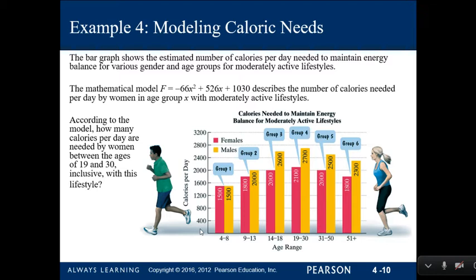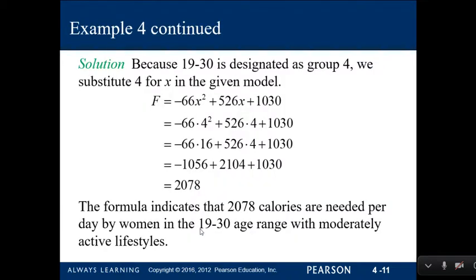Now, here's the question. According to the model, how many calories per day are needed by women between ages of 19 and 30 with this lifestyle? So 19 to 30 is group 4, and all they want us to do now is find group 4, and 4 is what gets substituted for X in the model, right? It says per day by women in age group X. That is age group 4. So we're going to substitute 4 in for X.